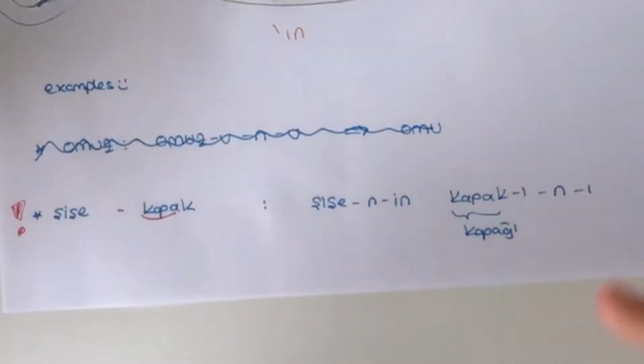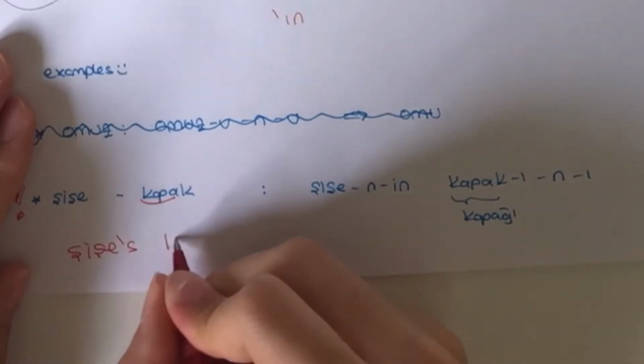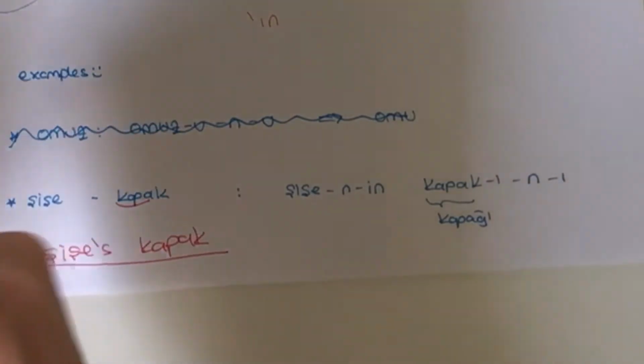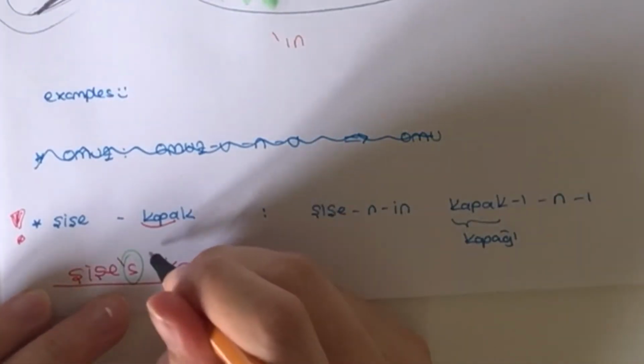Şişe and kapak. Let's connect them. So I'm going to say şişe kapak. How am I going to say this? Simple. I take e and turn it into in.